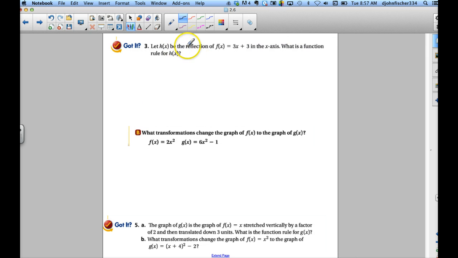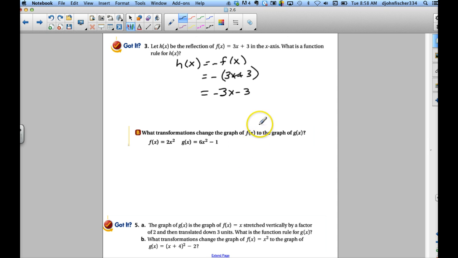Let h of x be the reflection of this in the x-axis. What is the function of h of x? Well, h of x, if it's the x-axis, means it's going to be a negative f of x. And so on here, what we're going to do is take the negative of the equation 3x plus 3, which is equal to a negative 3x minus 3. So you notice on here, when we reflect across the x-axis, it's going to switch the sign of both terms.